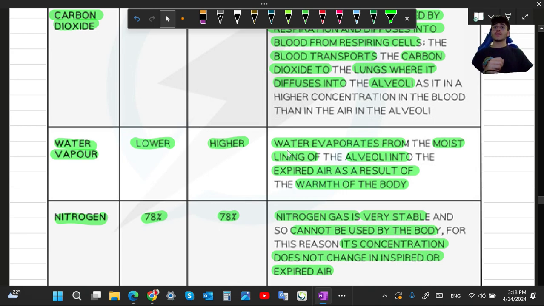Water vapor is lower in inspired air and higher in expired air. Water evaporates from the moist lining of the alveoli into expired air. So we have water on the lining of our alveoli, and as gas exchange is taking place, the air that's going outside of the alveoli, the water on the lining of the alveoli also goes with that. This is why the expired air contains more water vapor.